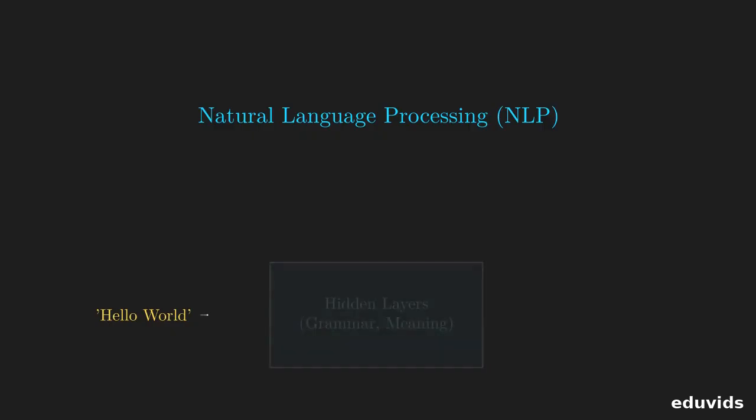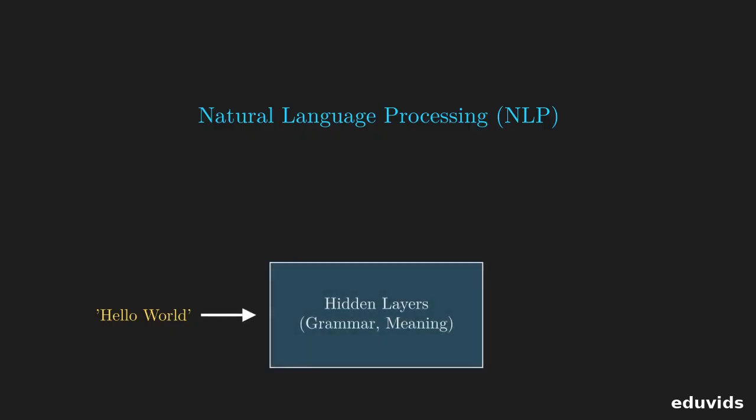Another powerful application is natural language processing, or NLP. NLP allows computers to understand, interpret, and generate human language. For example, a network can be trained to translate text from one language to another. Input layers receive words or sentences, converted into numerical representations. Hidden layers learn the grammar, syntax, and meaning within the language patterns. The output layer generates the translated text or answers a question based on the input.